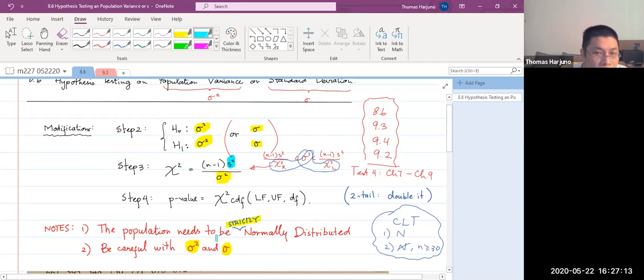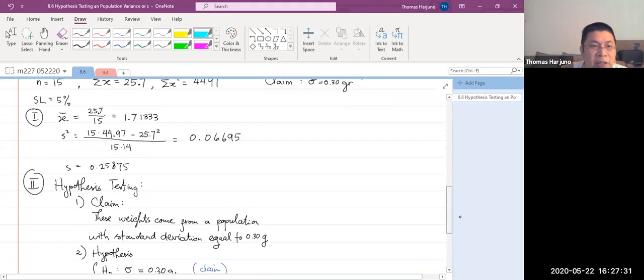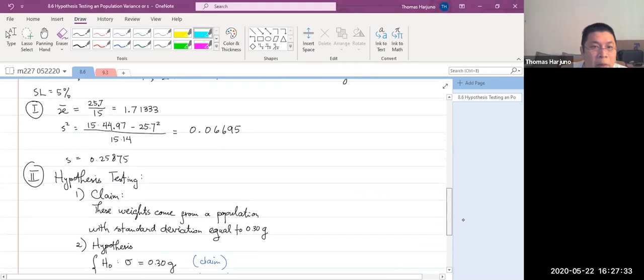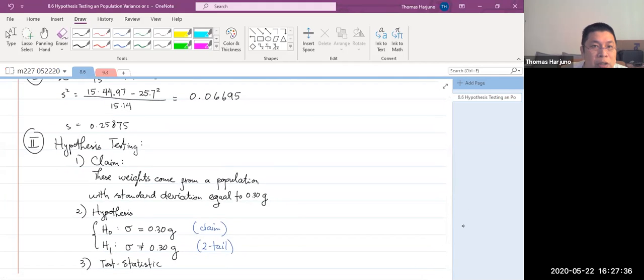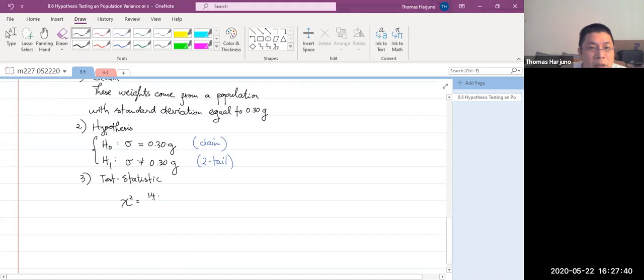What we computed earlier was the standard deviation, and the test is on the standard deviation, right? But when we plug in the numbers in step 3 and step 4, we're actually plugging in numbers for the variance. So I will be looking at the sample variance, 0.06695.